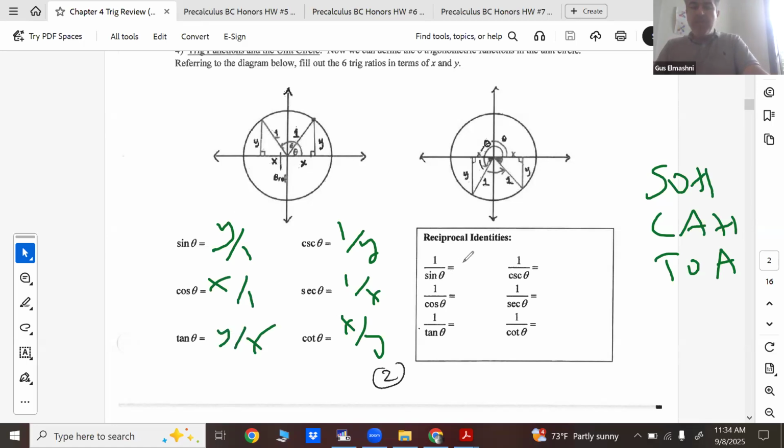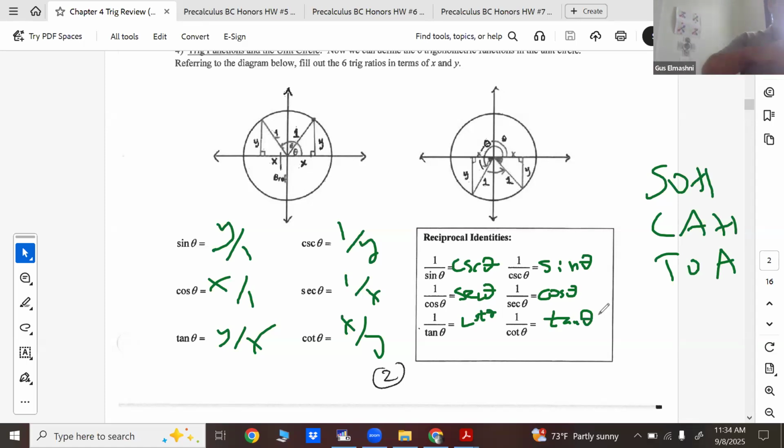And the reciprocal identity is 1 over sine is cosecant. So 1 over cosecant is sine theta. 1 over cosine is secant. 1 over secant is cosine theta. That's cotangent theta. And that's tangent theta. Okay, all's good? Sweet. Let's keep on moving.